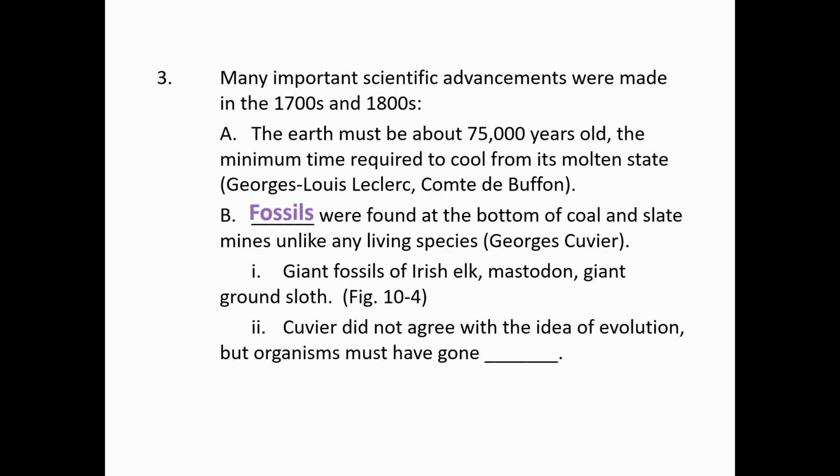We also started to find fossils. So Georges Cuvier started to find fossils that were unlike any of the living species we saw at the time, including giant fossils of elk, mastodon, the giant ground sloth, so on and so forth. So the idea that organisms had existed that did not exist in today's world was starting to come to fruition. However, Cuvier did not agree with the idea of evolution, but he did think that organisms could go extinct or disappear forever.